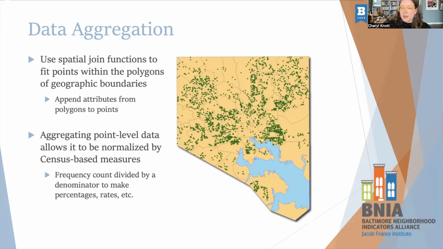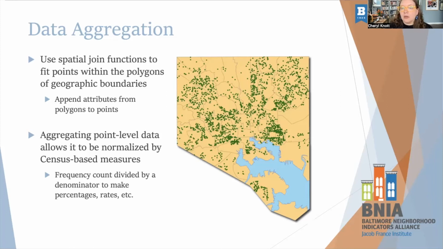When we aggregate our data, we are able to take our point level information and pull it into some of these boundaries. We can normalize data based on things like total population, which comes from the census, or total residential properties, a data set that comes from a work group called Maryland Property View. And so we're able to take that frequency count, how many points in a polygon, and make a percent, make a rate, and this allows us to compare different geographic areas.